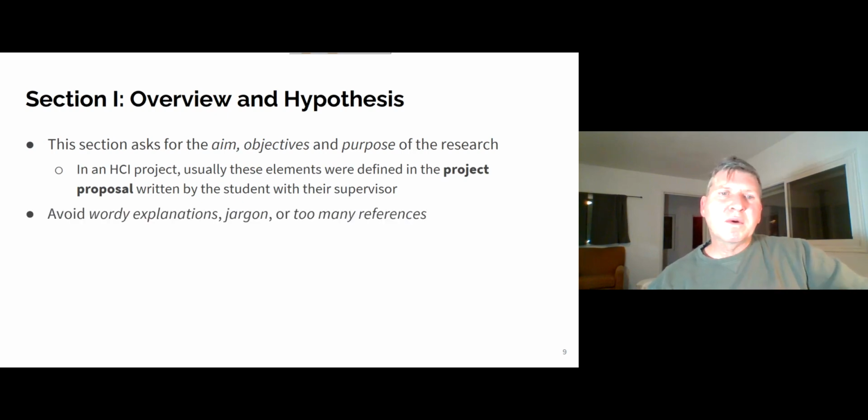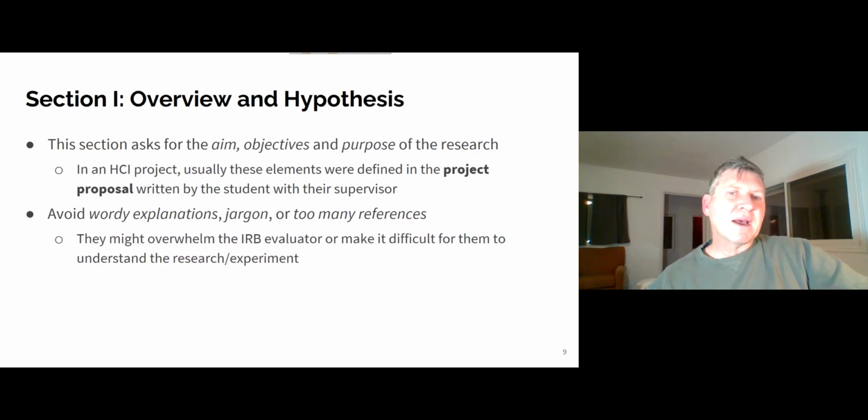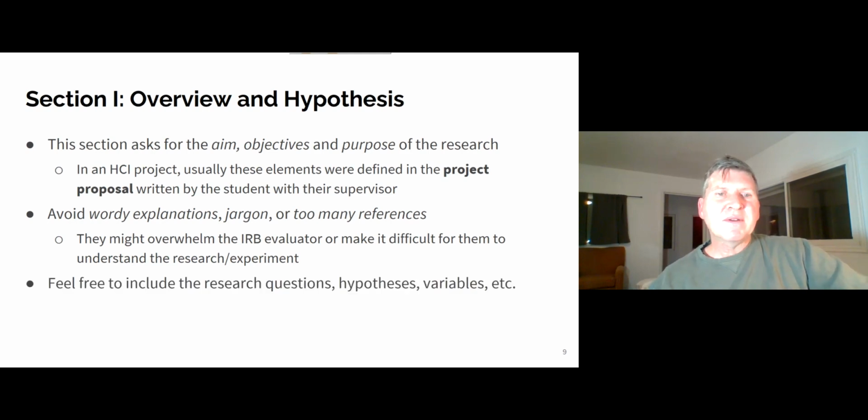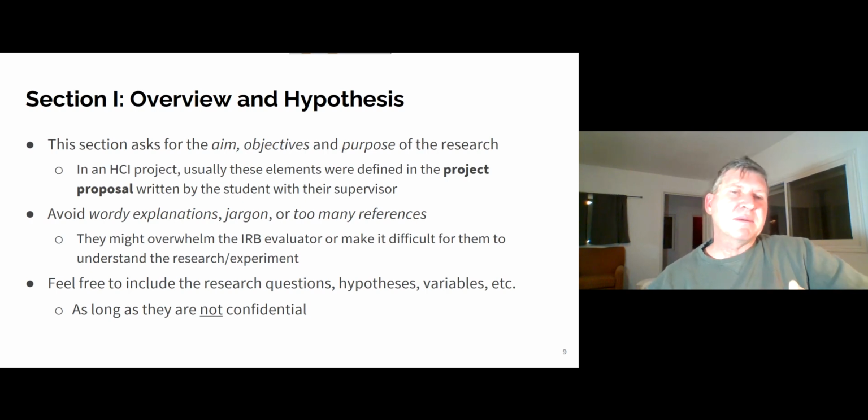You want to avoid wordy explanations, jargon, or too many references because that will slow down the process. They may overwhelm the IRB evaluator or make it difficult for them to understand the research or experiment that you're proposing. However, you can include the research questions, hypotheses, or variables that you plan to study with this particular research proposal. Make sure that they're not confidential, because if they're confidential, you don't want to disclose them even in this document, because eventually it will be a public document.